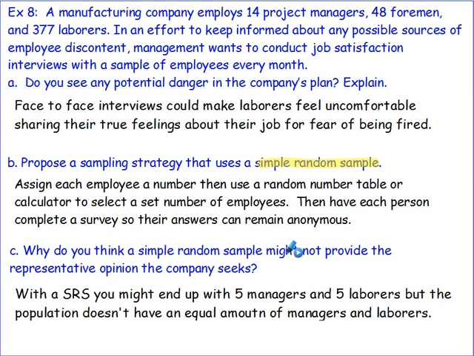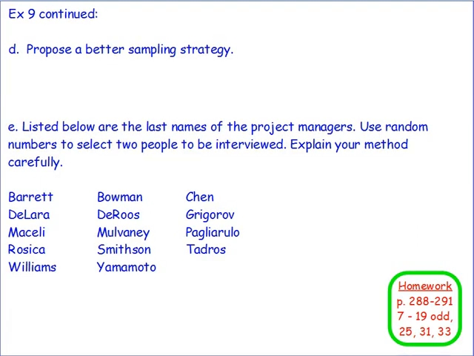So we're going to continue this example. We've established that a simple random sample is bad. So then what in this case would be a better sampling strategy? To me, dividing them up into their groups, managers, foremen, and laborers. Then, instead of saying I want 5 out of each group, pick a percentage. I want 10% of each group. Or I want 20% of each group. Because then you're going to get more laborers than you are managers and foremen in your sample.